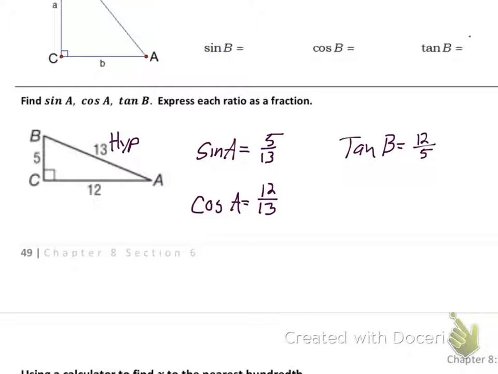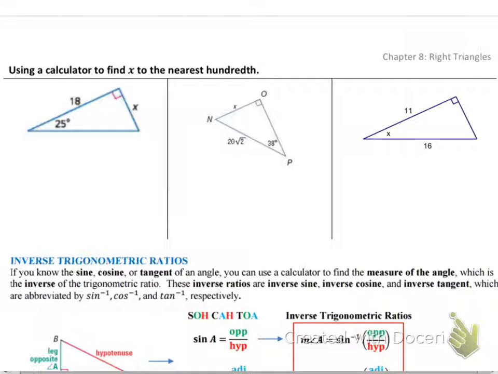Let's use it a little bit more. Let's use it in some actual examples. We're going to use it to find x. We don't have just tangent anymore, right? Tangent was easy because I always knew it was going to be opposite over adjacent. However, now we have sine and cosine, so we're throwing hypotenuse in the mix.